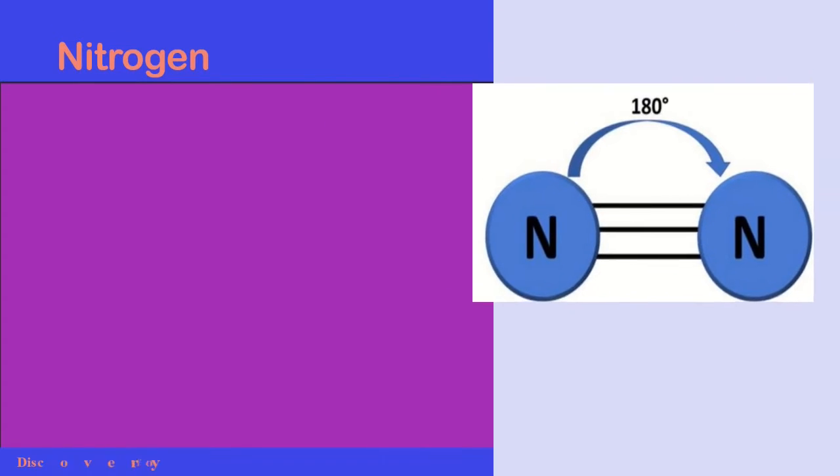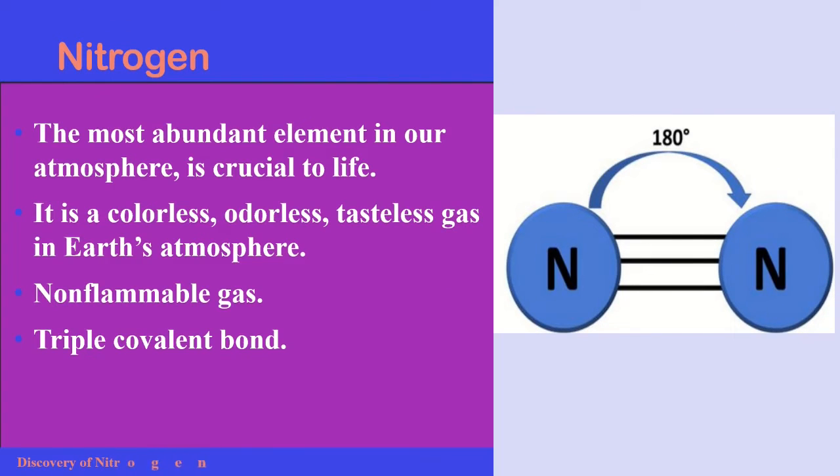Nitrogen gas is the most abundant element in our atmosphere, and it is also very crucial to life. It is a colorless, odorless, tasteless, non-flammable gas in Earth's atmosphere. You can see this in this picture: two nitrogen atoms joined by a triple covalent bond. This means it is a diatomic molecule.